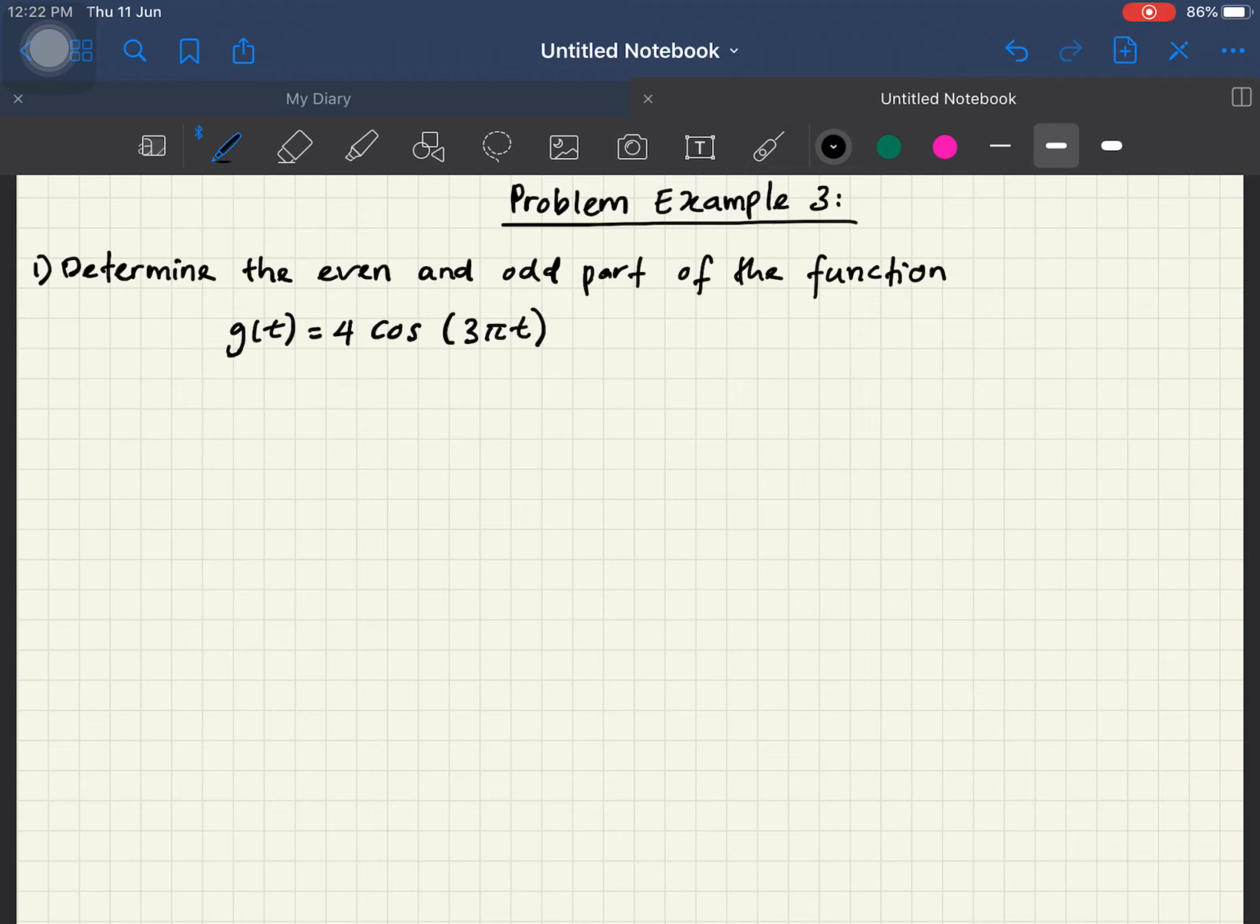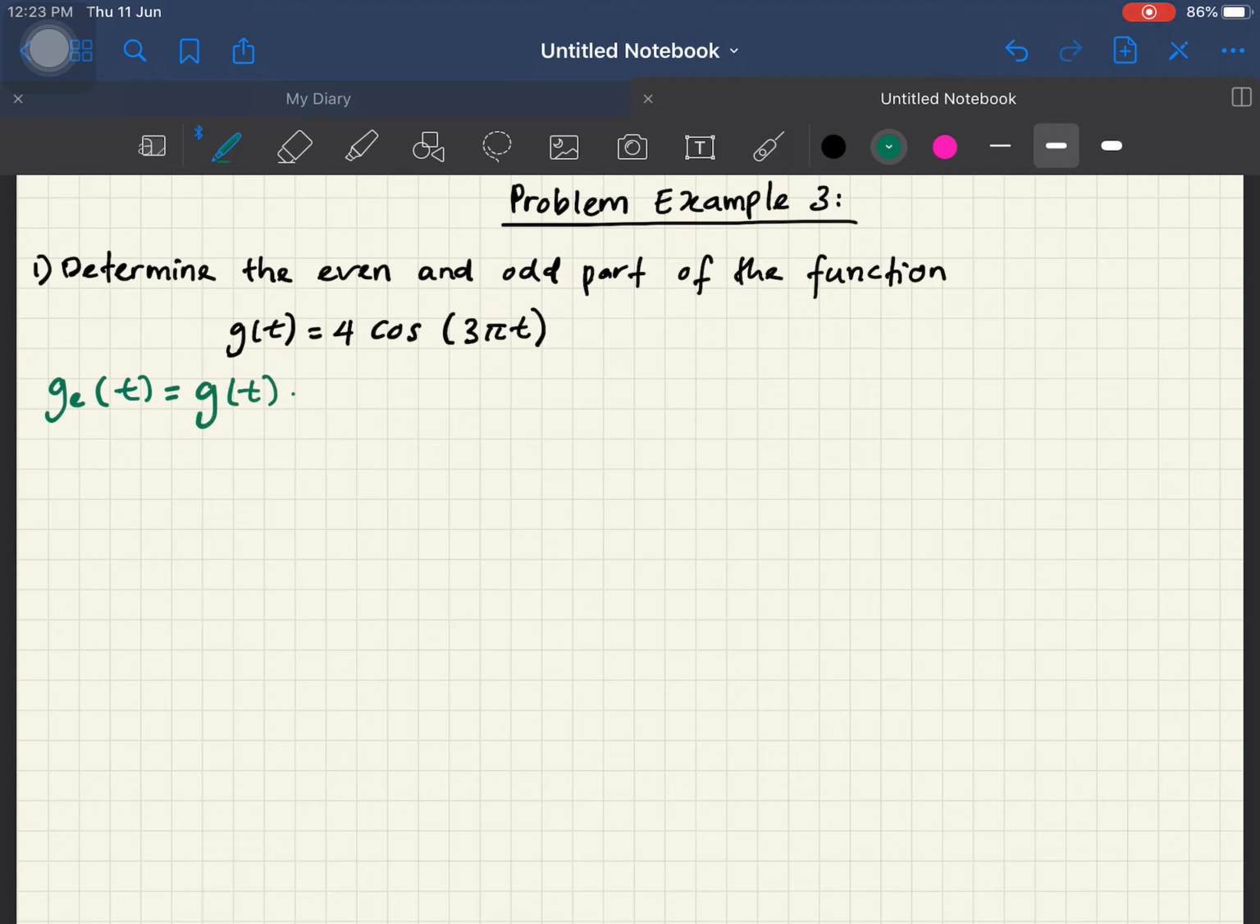In this video, I will show you how to solve problem example 3 for the slide given in the discussion on classification of signal part 2. The first question asks you to determine the even and odd part of the function g of t equals 4 cos 3 pi t. If you still remember from our slide, for the even part of a given signal g of t, we can use this equation.